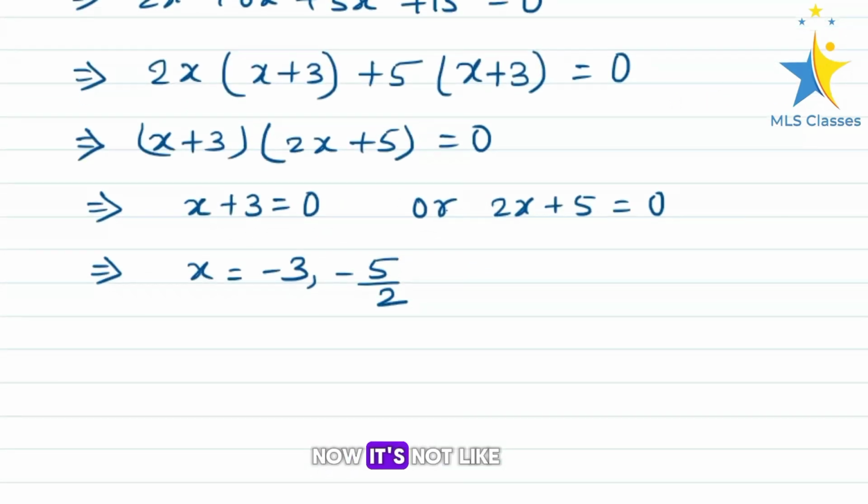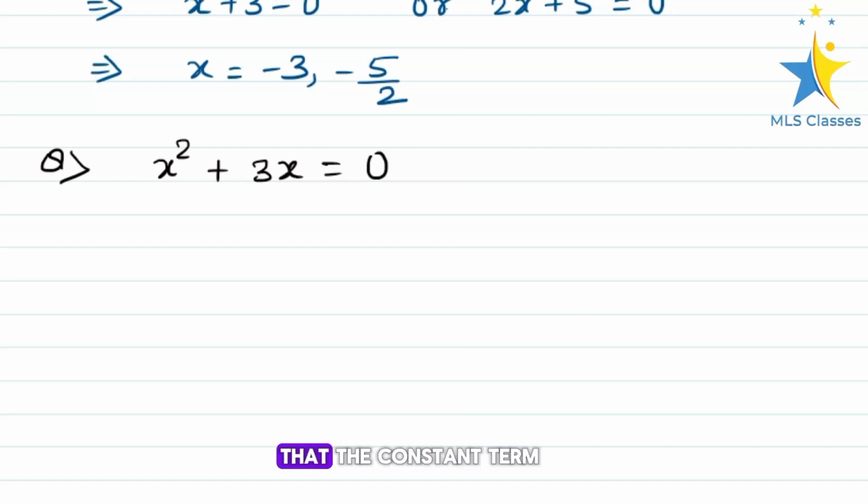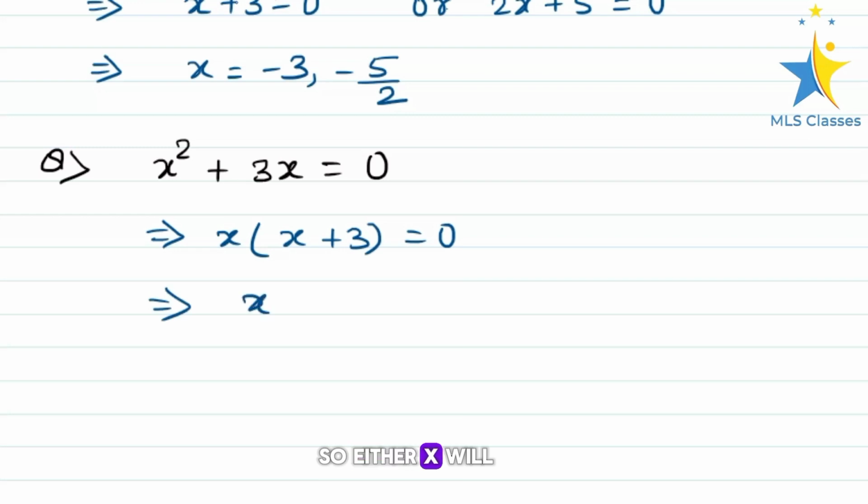Now it's not that we will be getting only this type of question. It is possible that we can get x square plus 3x. You can see here that the constant term is missing. So we don't need to do that much, like making the cross and thinking of two numbers. Here we can simply take x common. When we take x common, we are left with x plus 3 equal to 0. So either x will be equal to 0 or x plus 3 will be equal to 0. That means we'll be getting 0 and negative 3.